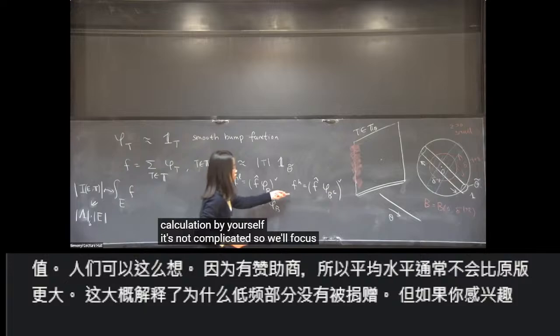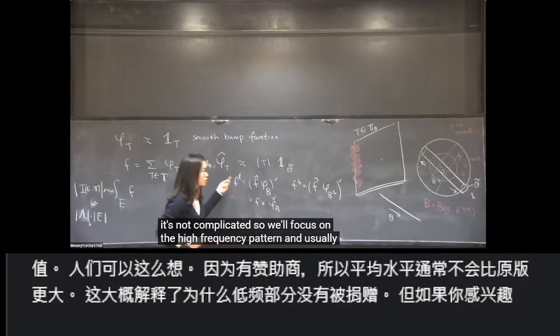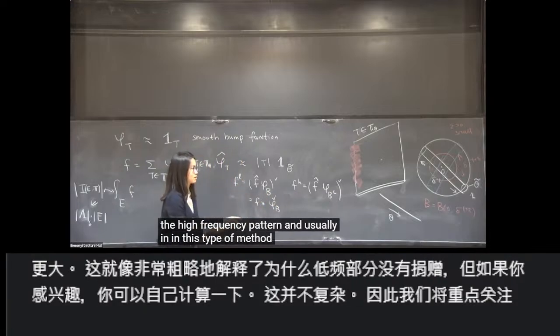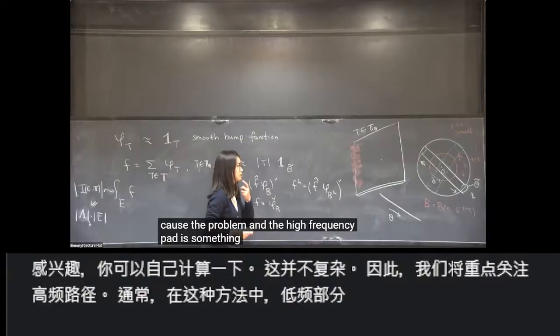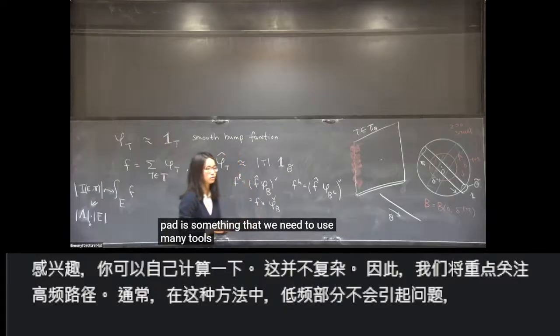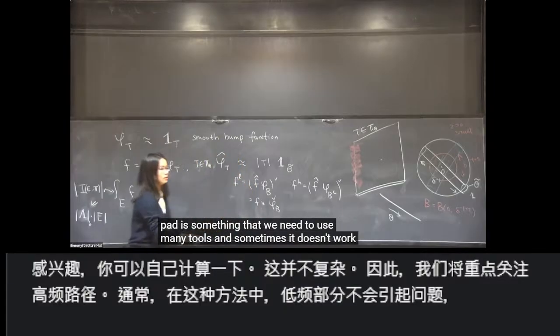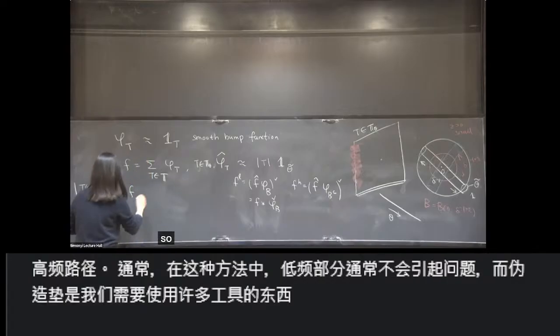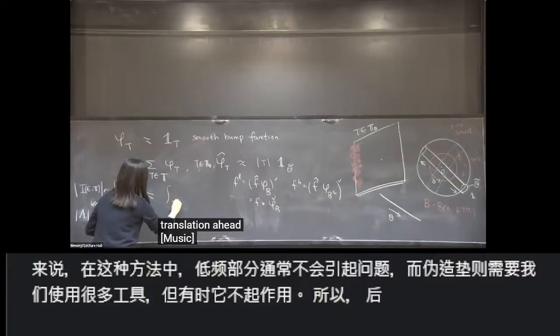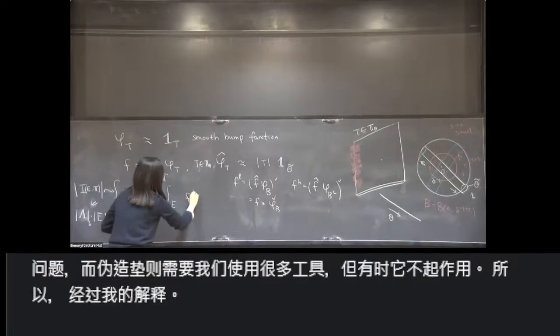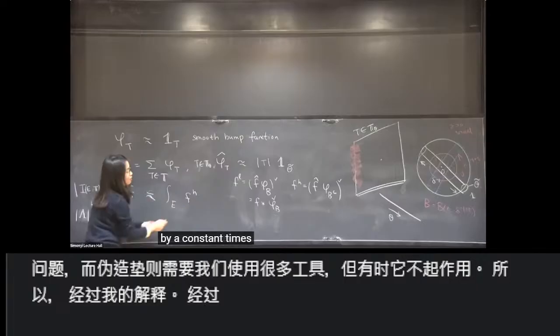So we'll focus on the high frequency part. Usually in this type of method, the low frequency part does not cause a problem, and the high frequency part is something where we need to use many tools, and sometimes it doesn't work. So after the explanation I had, let's suppose that this is dominated by a constant times the high frequency part, and we will take the absolute value.